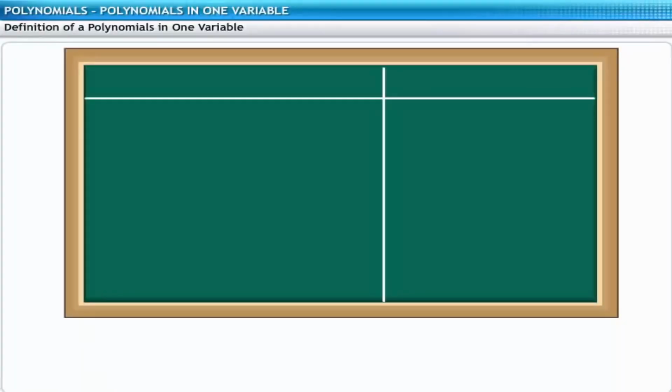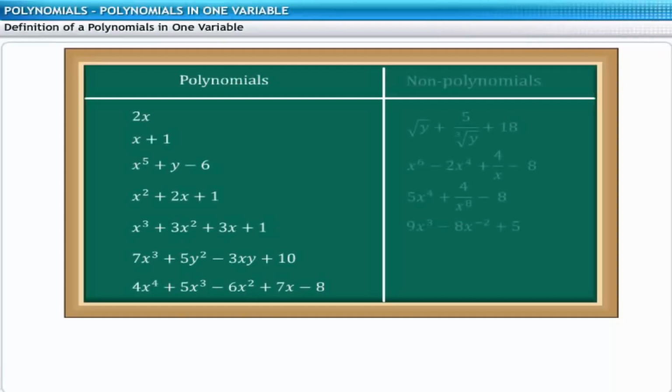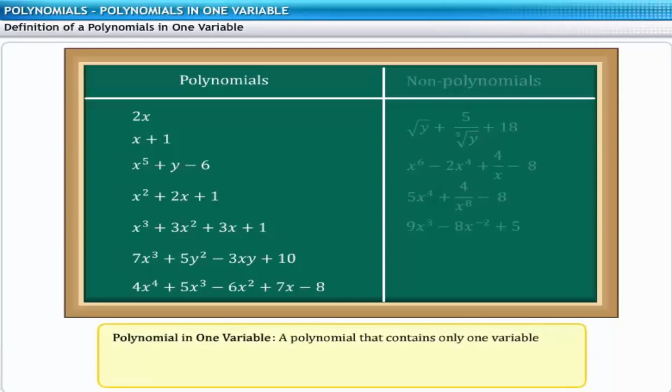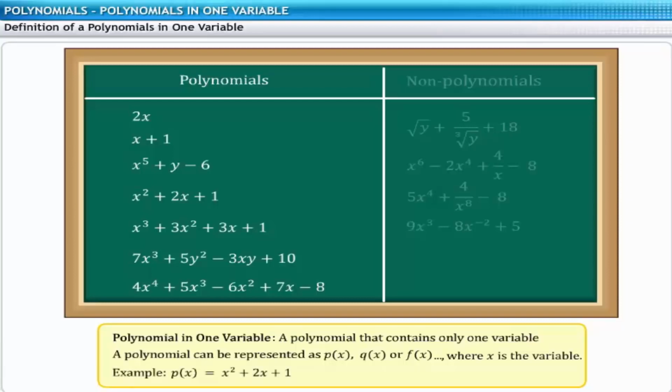If you examine the list of polynomials further, you will see that some of them have a single variable x, while others have two variables, x as well as y. A polynomial that contains one variable is known as a polynomial in one variable. A polynomial in one variable can be represented as p of x, q of x, or f of x, and so on, where x is the variable. For example, p of x is equal to x squared plus 2x plus 1.